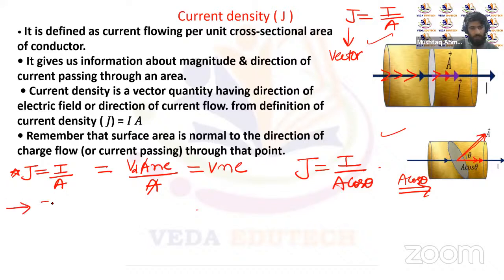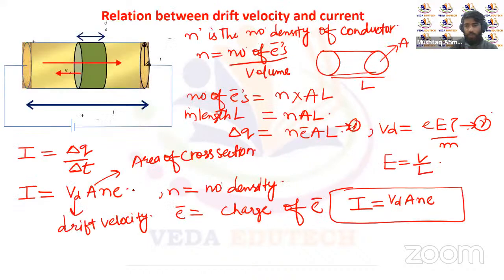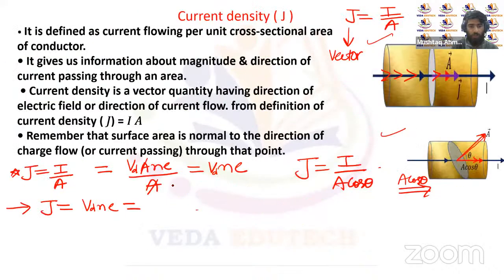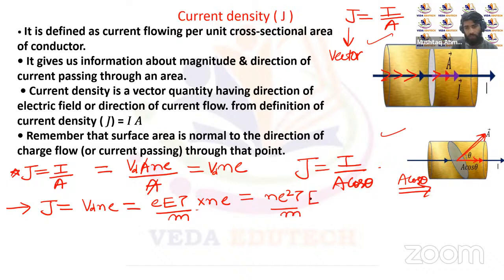It means that we can write this current density J as Vd, the drift velocity, multiplied by n e. And we know that this drift velocity, which we calculated in the last slide, was e tau upon m, where e is the charge of the electron, multiplied by E. So we can rewrite it as J equal to n e square tau upon m multiplied by E.